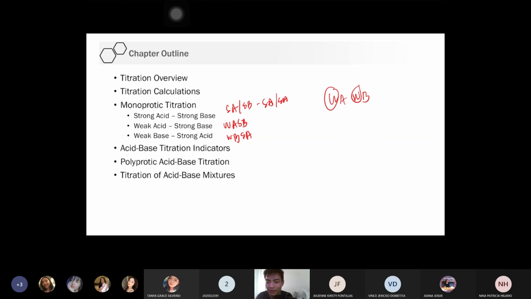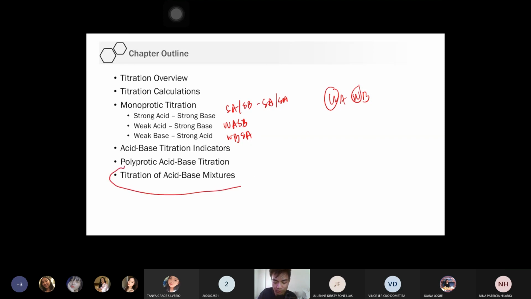Pag halu-haluin mo, suka, tapos yung juice, basta pag halu-haluin mo yung mga ganong chemicals, walang mangyayari. Okay. Kasi parehas nga sila weak. So, yan. That will end my session today.